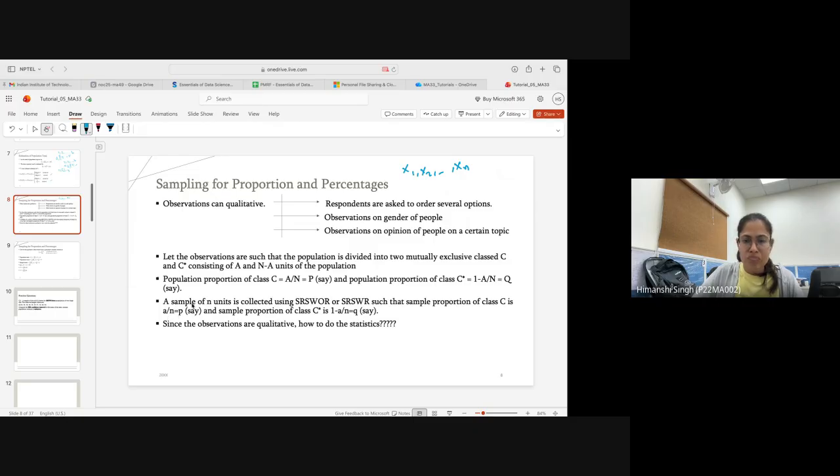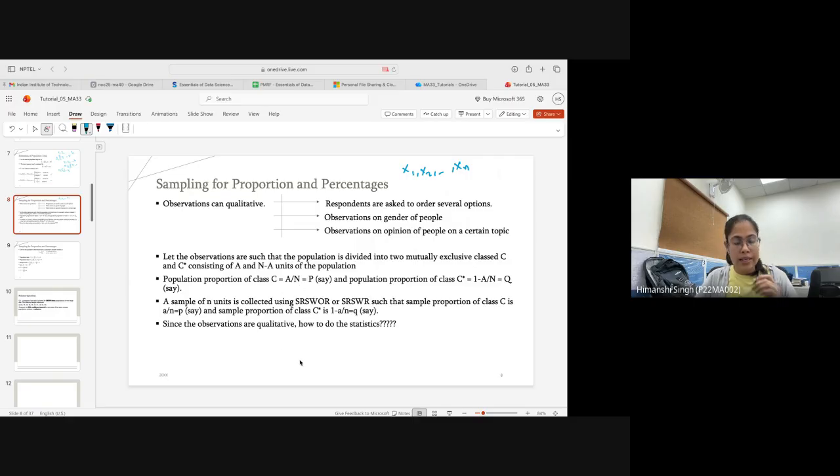Now, how are we ensuring that it will be an estimate? Because we are collecting a sample in such a way that it is representing the whole population. That's why we can use small a by small n as an estimator of the population proportion.